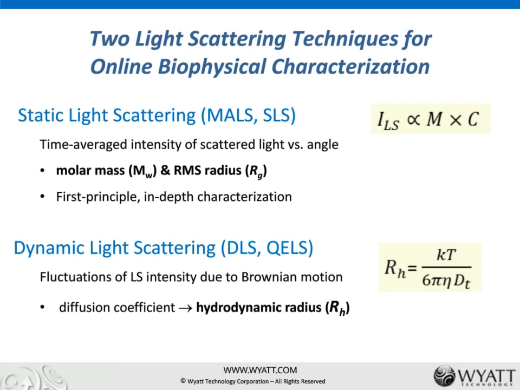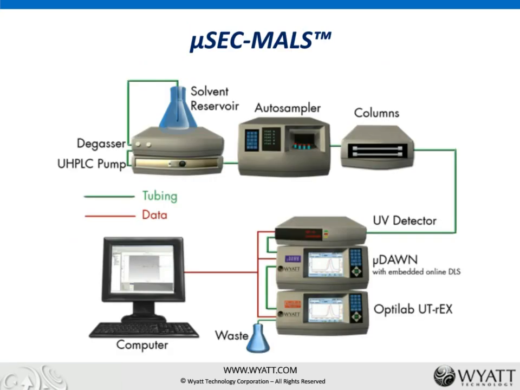The second light scattering technique is dynamic light scattering, or DLS, QELS. It measures the scattered intensity fluctuation as a function of time in a very short time period. It directly measures the translational diffusion coefficient, and then we can use the Stokes-Einstein equation on the right to calculate hydrodynamic radius. So we can use both detectors for the SEC system. A comprehensive SEC-MALS system should have a UV detector, the MALS with embedded dynamic light scattering, and the differential refractive index detector at the same wavelength as the light scattering detector.